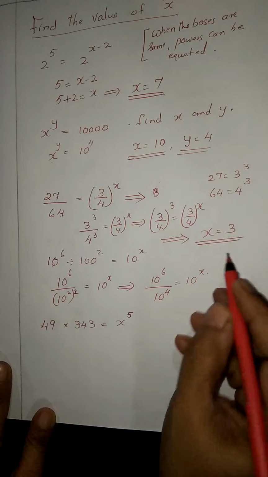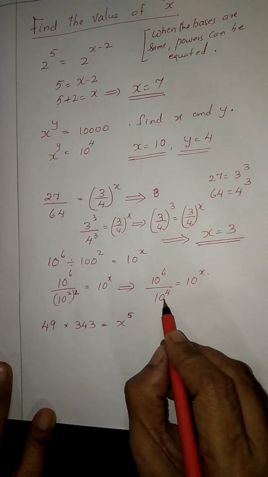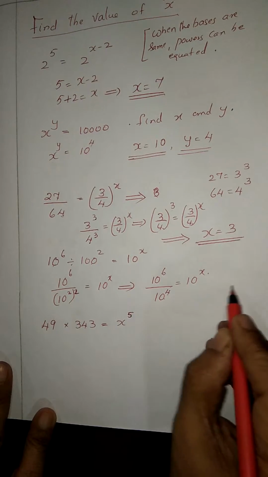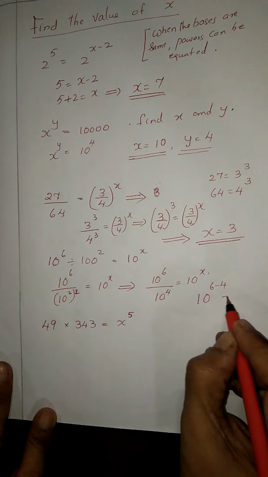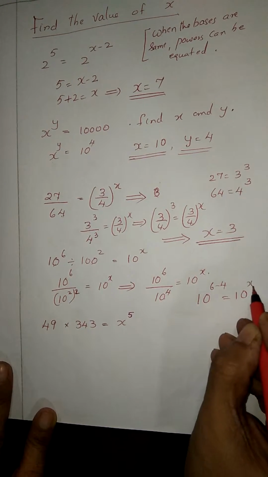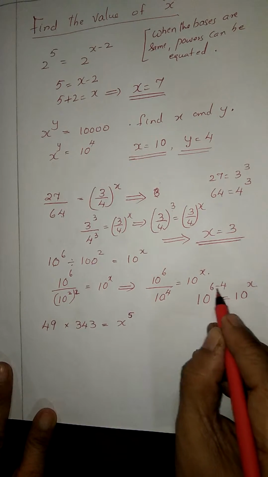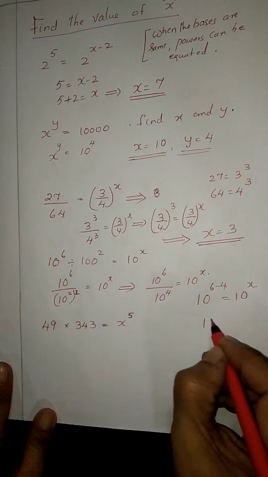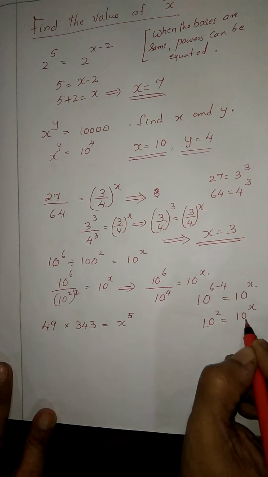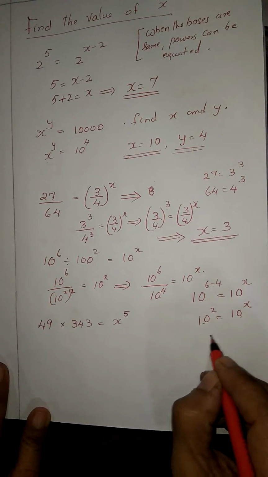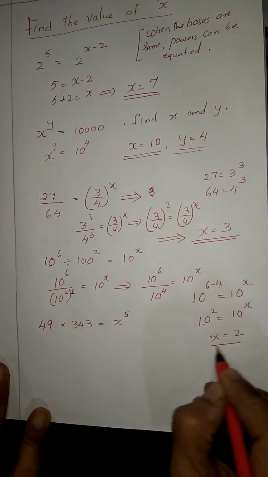So we will write this a to the power of m by a to the power of n as 10 to the power of 6 minus 4 is equal to 10 to the power of x. So 10 to the power of 6 minus 4, we can write as 10 squared is equal to 10 to the power of x. So now the bases are same, so we can write x is equal to 2.